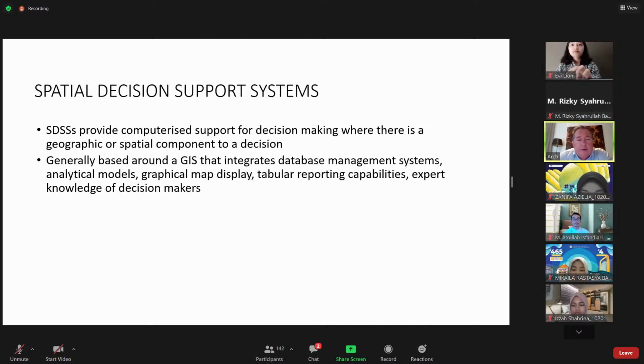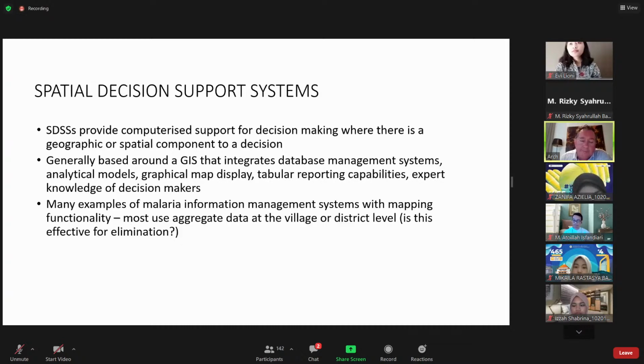So as for dashboards, they're based around a geographical information system that integrates a database management system, analytic models, geographical map display, and tabular reporting capabilities. And also some of them have functionality that enables the input of expert knowledge. The example I'm going to give you is one that we've developed for malaria.